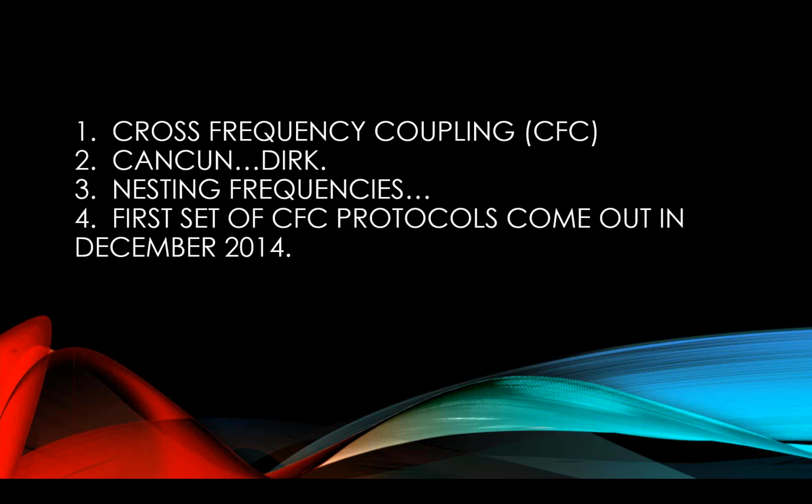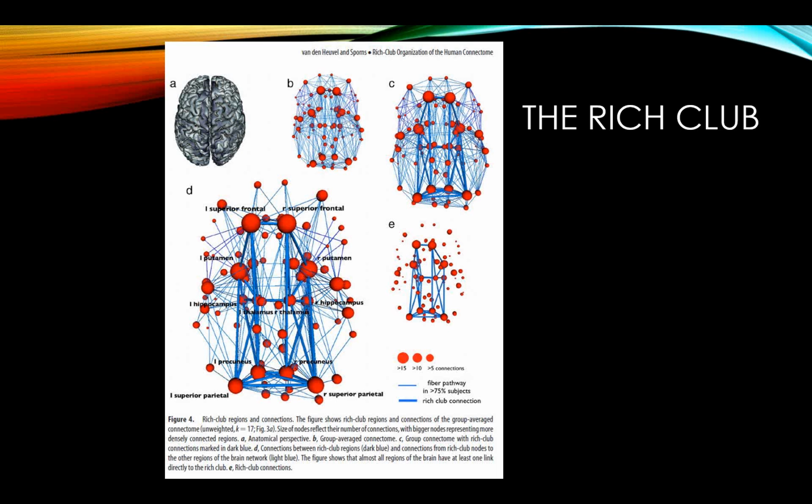Jay Gunkelman and Dirk were talking about nesting frequencies and how the anterior cingulate can speak to the posterior cingulate and what needs to happen in order for that to occur. And Dirk said something to the extent of, well, that's great, but, you know, how would we do that? And I said, I think we can do this. And so when I came back from Cancun, I began looking into this Rich Club.